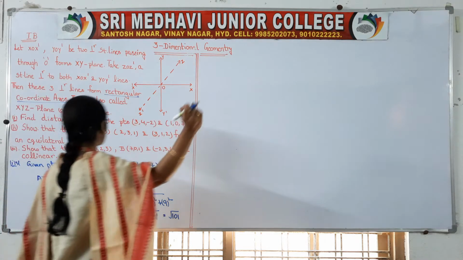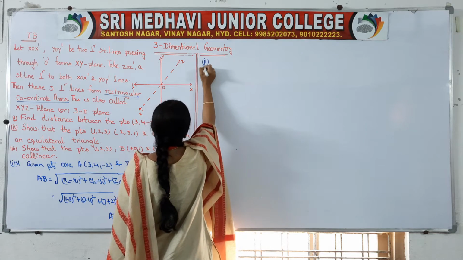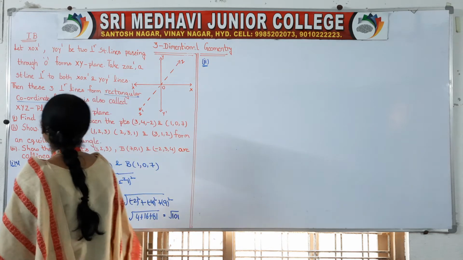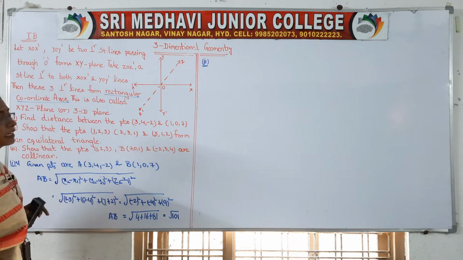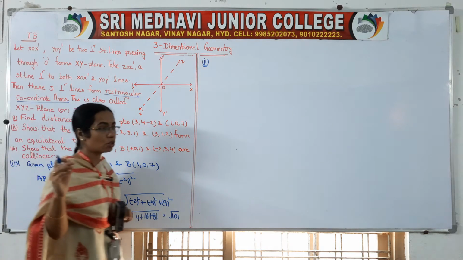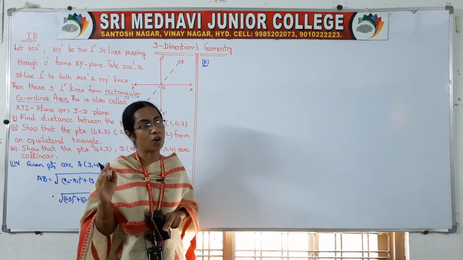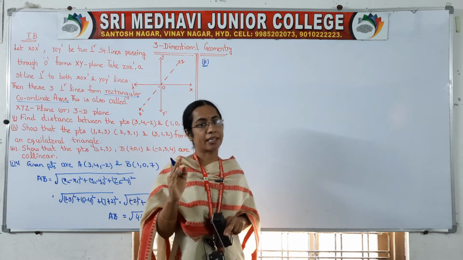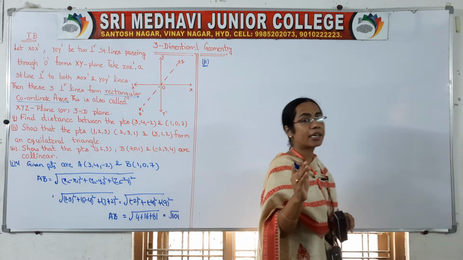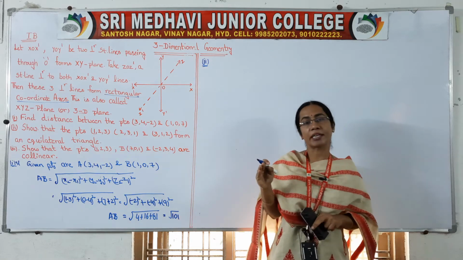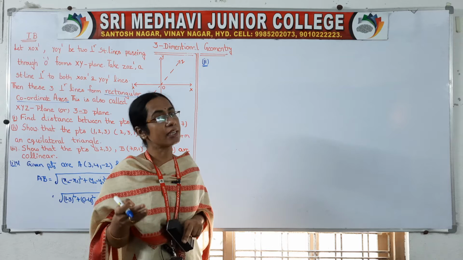Okay, now come to the second question. So what is your second question? Show that the points form an equilateral triangle. So 3 points are given to you. We have to show that these form an equilateral triangle. What is the definition of an equilateral triangle? In a triangle, if all sides are equal, all angles are equal, we can say that it is equilateral.